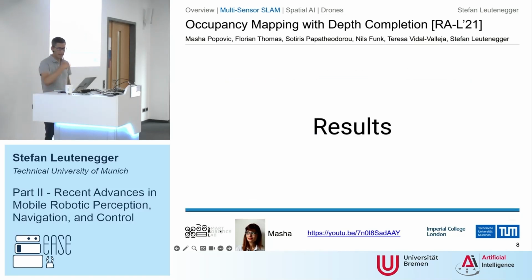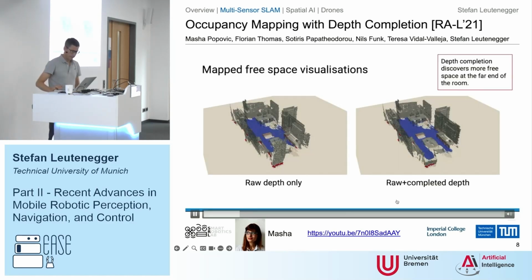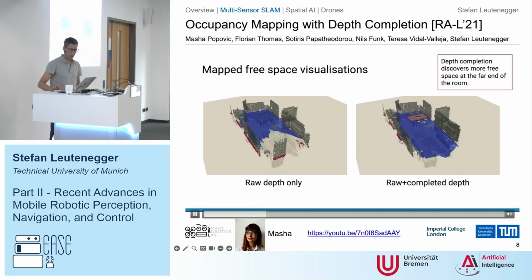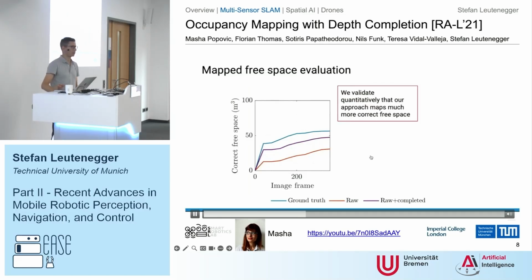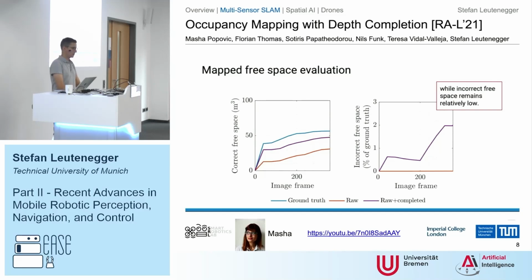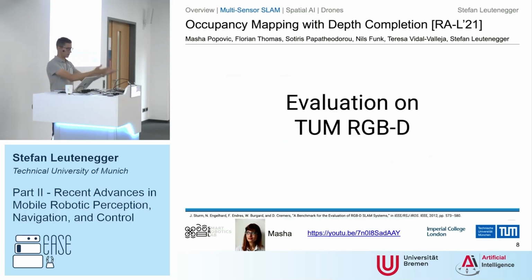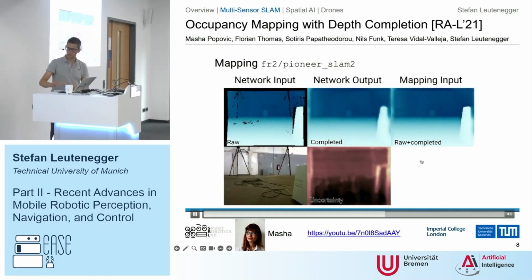And then that integrates into the probabilistic mapping framework that we have, so in the occupancy mapping. And immediately you get much more complete free space information, also quantifiably. Now this is super important if you want your drone to be able to fly around. If you have holes in your depth map, you don't discover free space, you cannot safely fly there. So here's also a practical example of that.